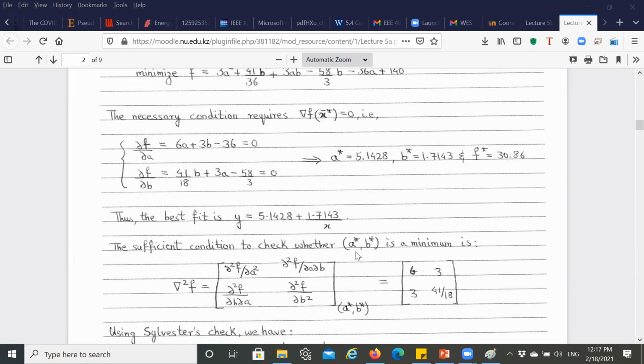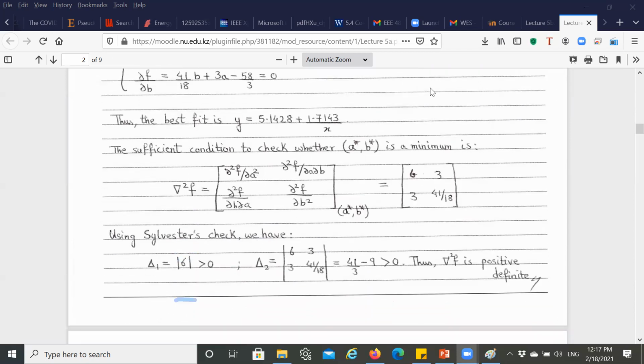So what you do is you now take the Hessian, that means the second order partial derivative. This would be the Hessian matrix, which would be a square matrix. And you substitute the A star and B star that you obtained here. When you do that, you would get this matrix. And we have already studied Sylvester's check. Sylvester's check helps us to quickly find whether this Hessian is positive definite or not. So we take the, what is this called? What was that called?